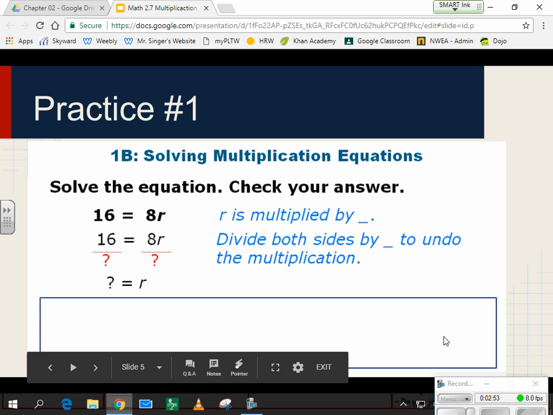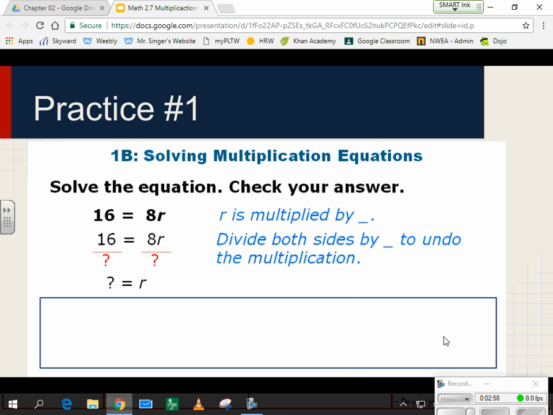Here's another one for us to look at. So we have 16 equaling 8R. We know we have to divide, since we're looking at the inverse of multiplying. But what is R being multiplied by? You should see that R is being multiplied by 8. So all we have to do now is divide both sides by 8, since it's the inverse. So let's change that question mark to an 8. Now these 8's cancel each other out, and you're just left with R. But how many times does 8 go into 16? You should see it goes in twice.